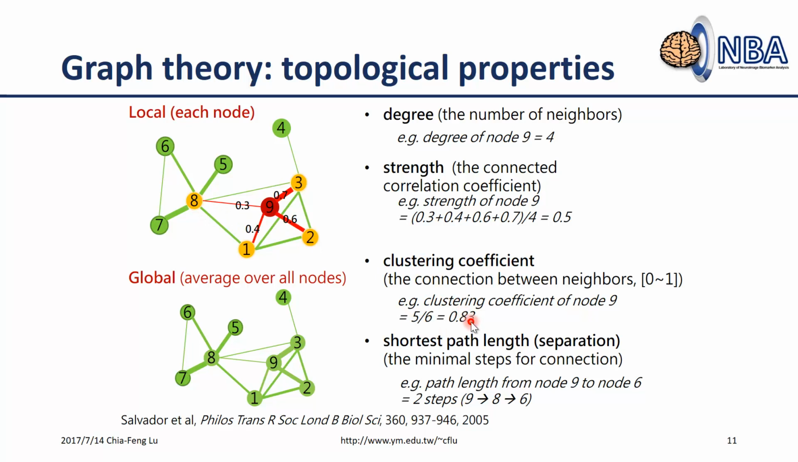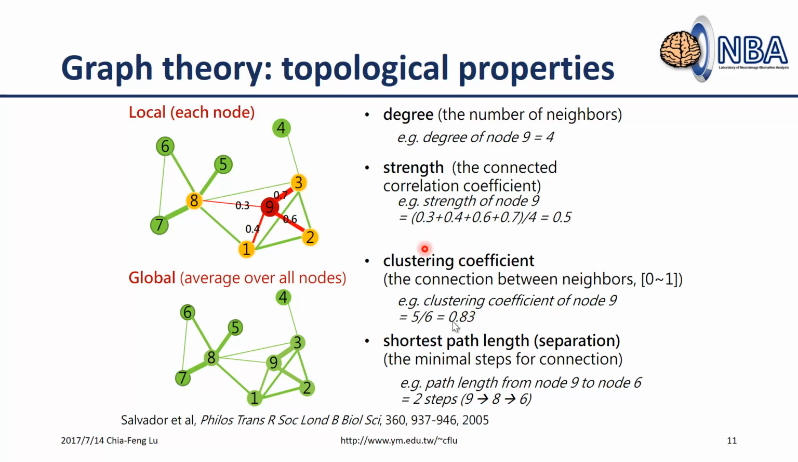So the clustering coefficient is the probability of connection between all the neighboring nodes. If it is 0, that means you don't have a very good clustering property between your neighbors. However, if you have 1, that means a fully connected situation.